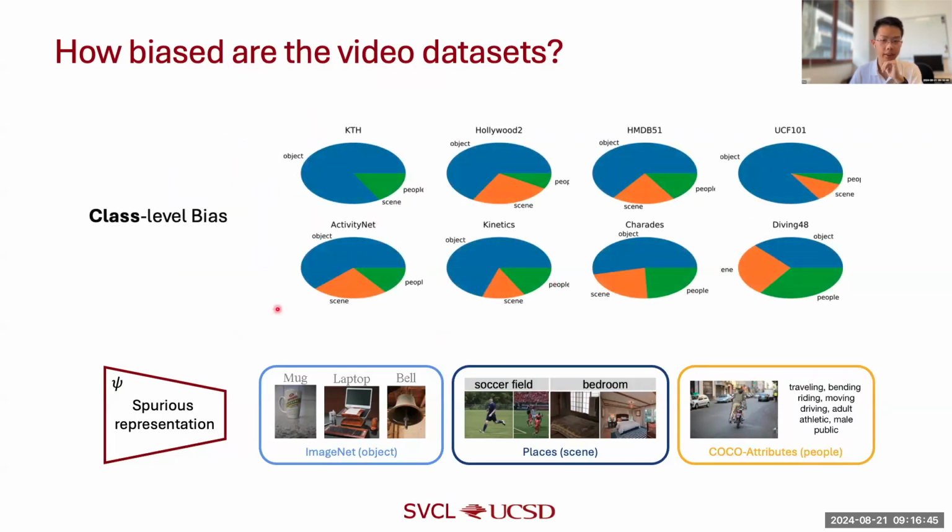We also calculated a class level bias, which visualizes how many classes in each dataset have the largest bias towards object, scene, or person representations. So you can see that in most datasets, especially UCF and Kinetics again, the bias is pretty much dominated by ImageNet or object representations.